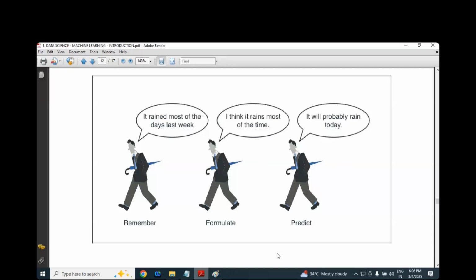Okay. Now, remember, it trained most of the days in the last week. I think it trains most of the time.